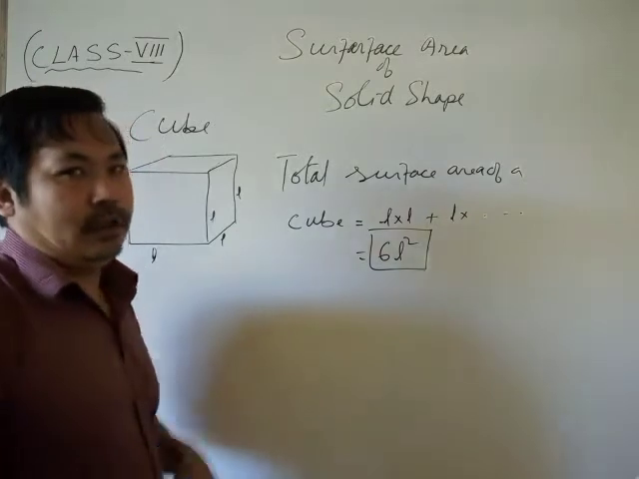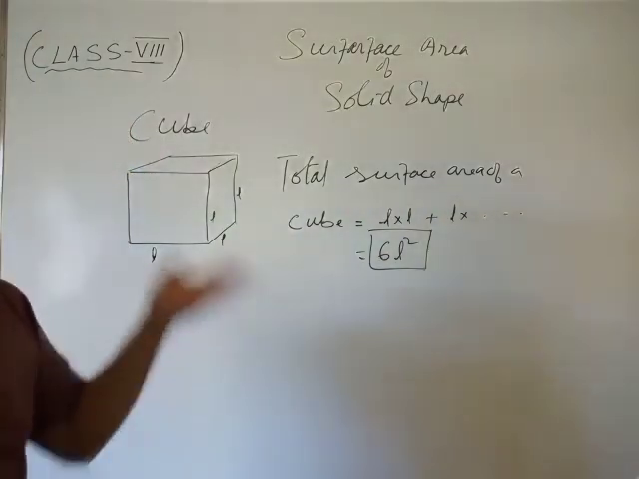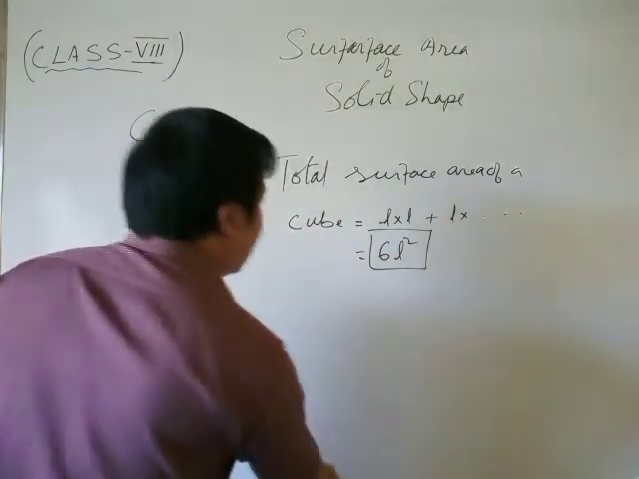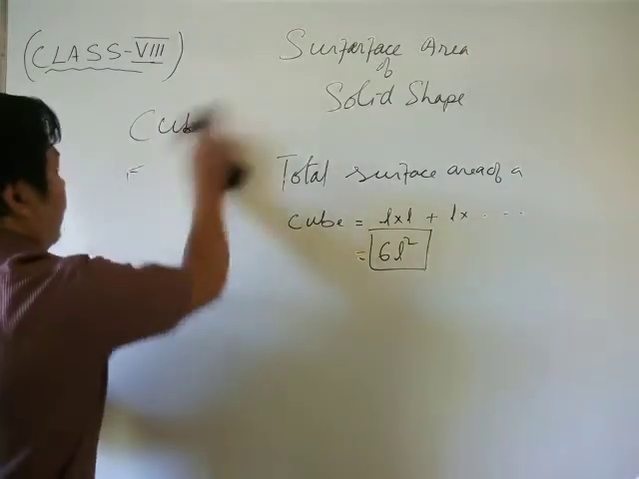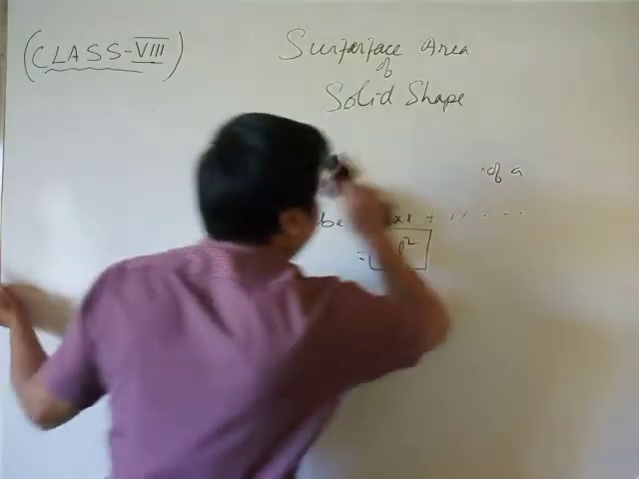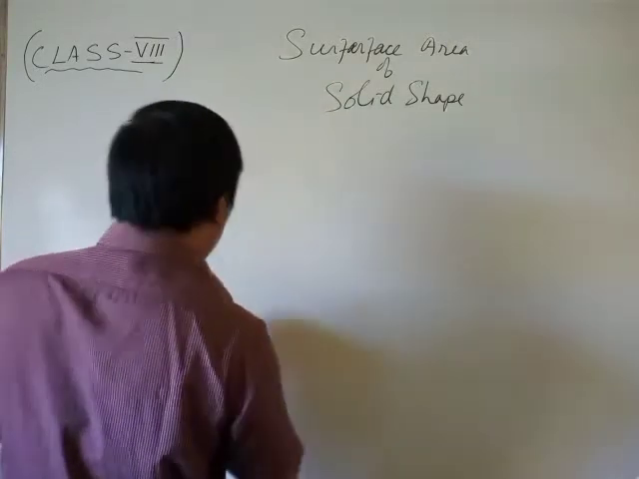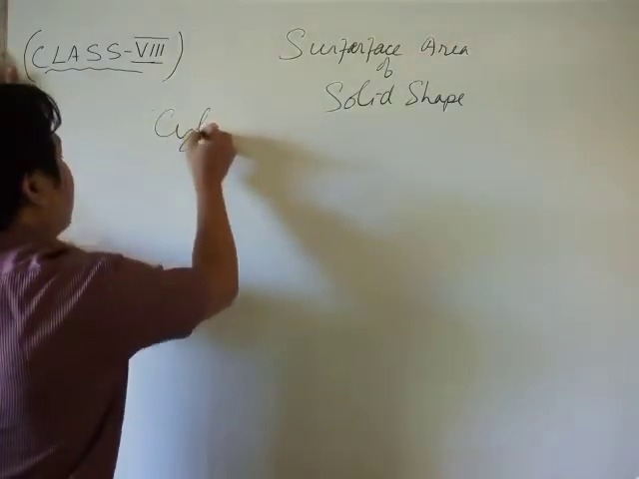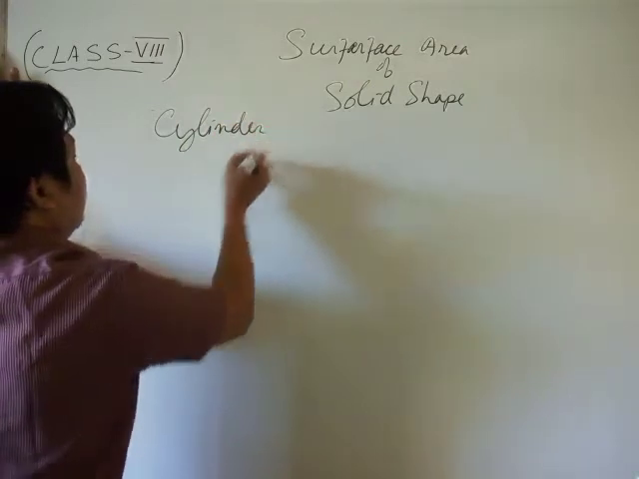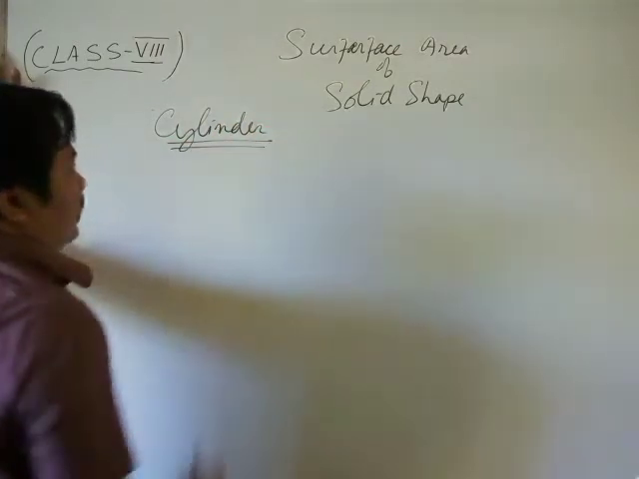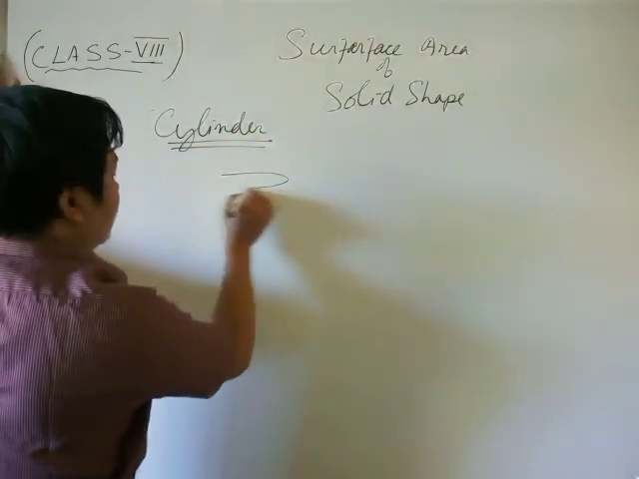So 6L square is the total surface area of the cube. Now with this, let's go to the next part of the chapter, which is about the cylinder. My dear friends, cylinders are of two types. One cylinder is like this.